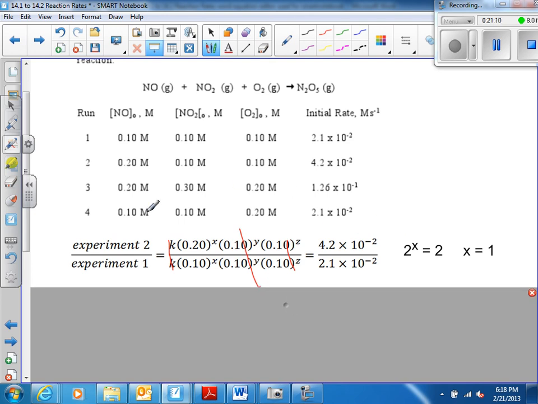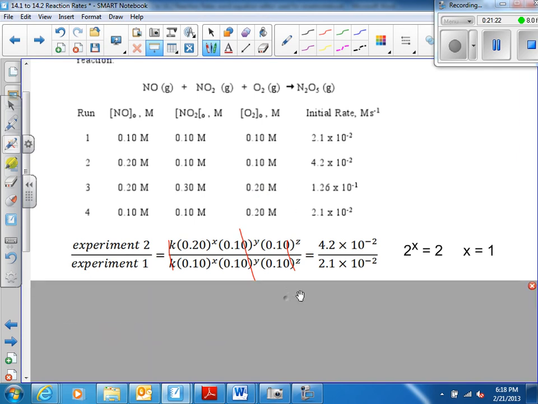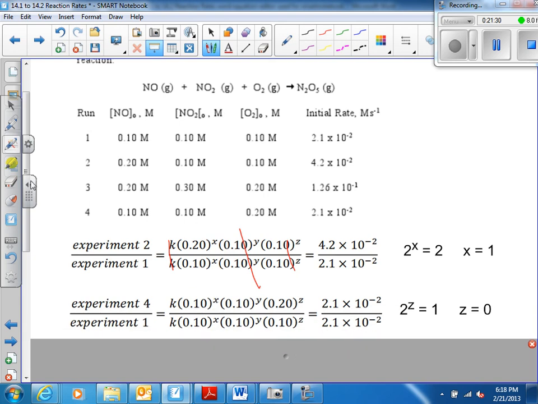Then we see experiments 1 and 4. NO stays the same. Nope, not 1 and 4. That won't work. Oh, there is one. I keep losing it. I have it written over here. It is 1 and 4. These 2 stay the same in 1 and 4, and this one changes. So for 1 and 4, we can simplify this. The k's cancel, the 0.1's cancel, the 0.1's cancel. We're left with 2 to the z equals 1.